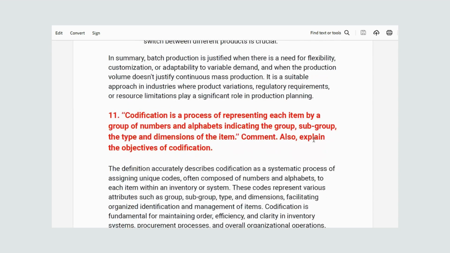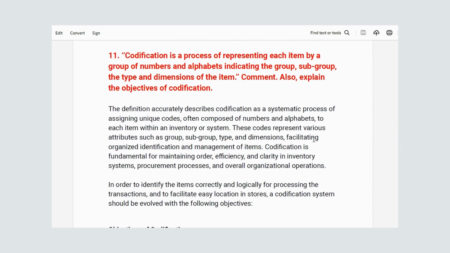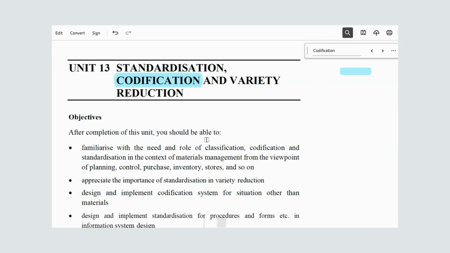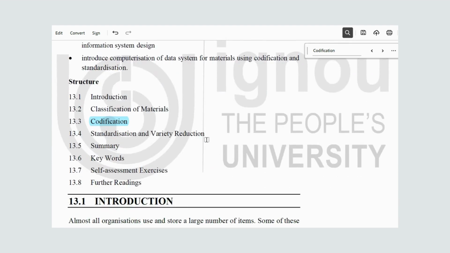in production planning. The next question: codification is a process of representing each item by a group of numbers and alphabets, indicating the group, subgroup, type, and dimensions of the item. Also explain the objectives of codification. So here in the question, we have to explain what is codification, and we have to state the objectives of codification. In Unit 13, we can see the explanation given for codification.